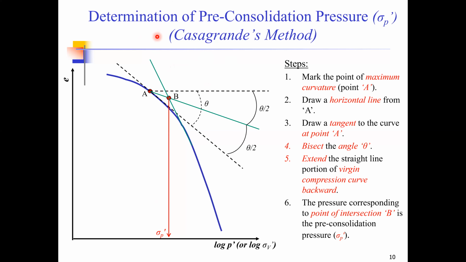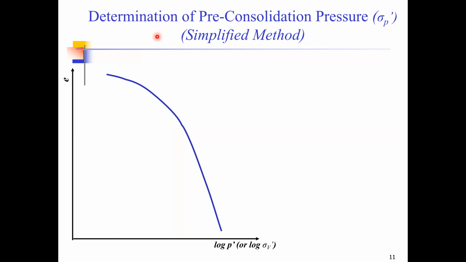However, there is a simplified method to this as well. Since it is a simplified method, obviously it is good for initial estimates, but it will not give us very accurate results. According to the simplified method, we need to draw two tangents. First tangent, and we draw the second tangent, and then we simply locate the point of intersection of these two tangents. So this point of intersection is something we call the pre-consolidation pressure.